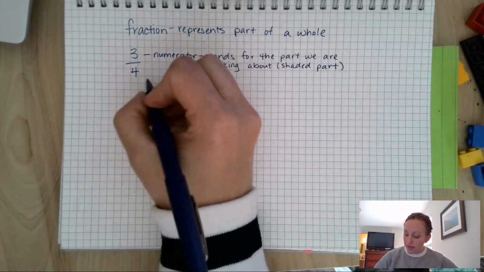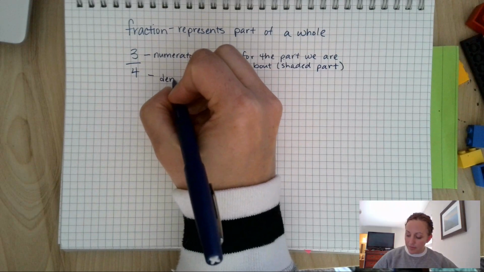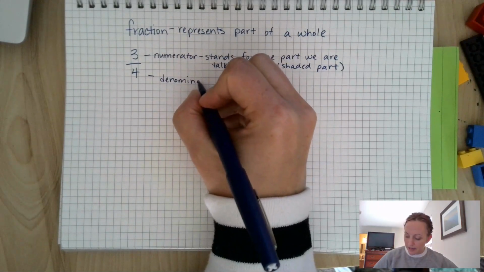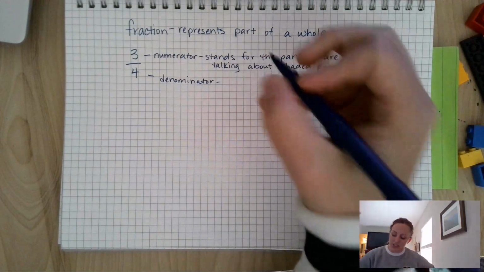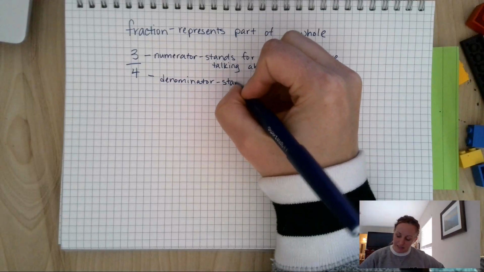Okay, and then the bottom number is called the denominator. Okay, and the denominator stands for the total number of pieces.